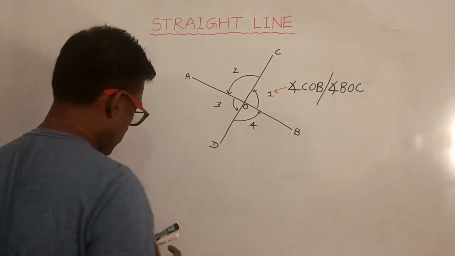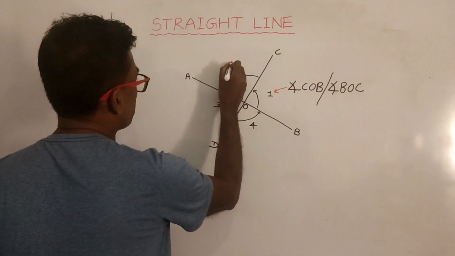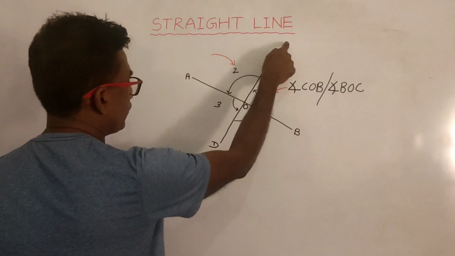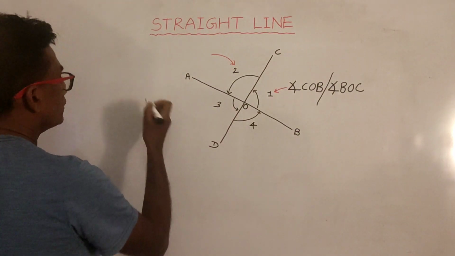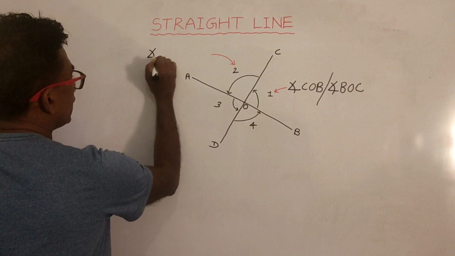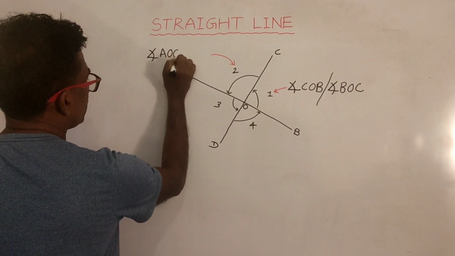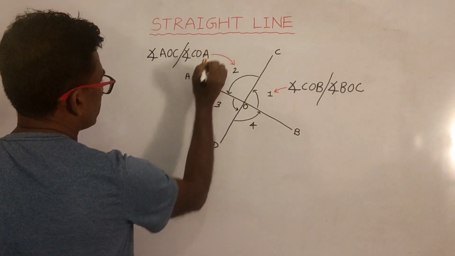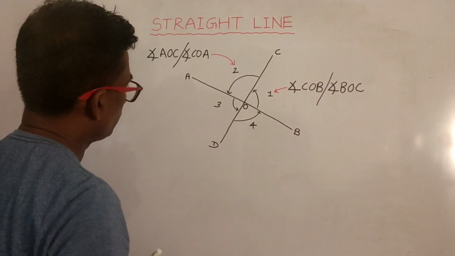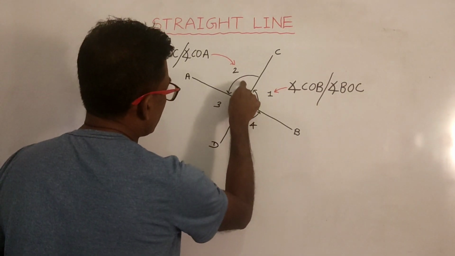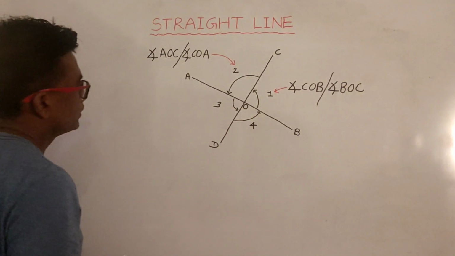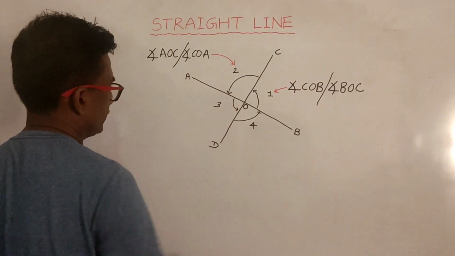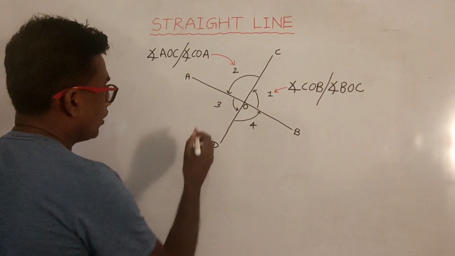What about angle number 2? Angle number 2 is AOC or COA. Angle AOC or angle COA. This is how we depict angle number 2, AOC or COA.